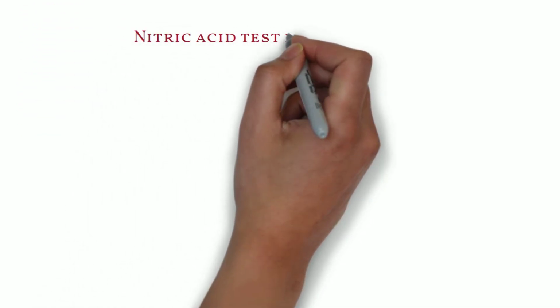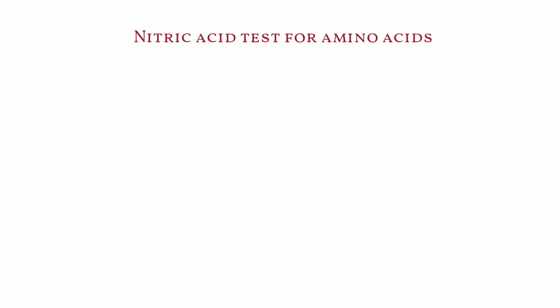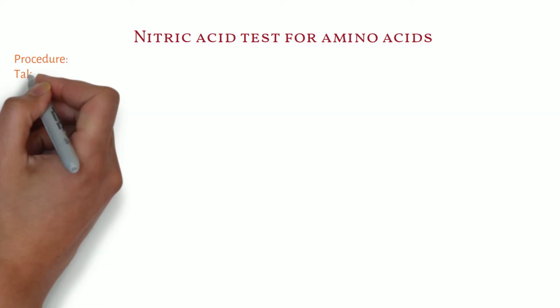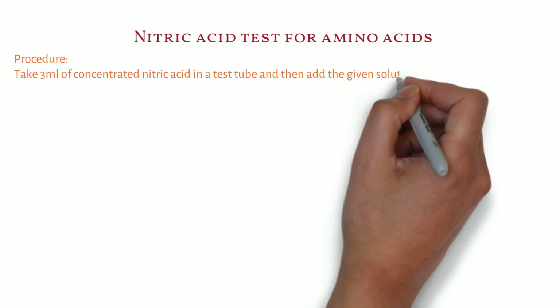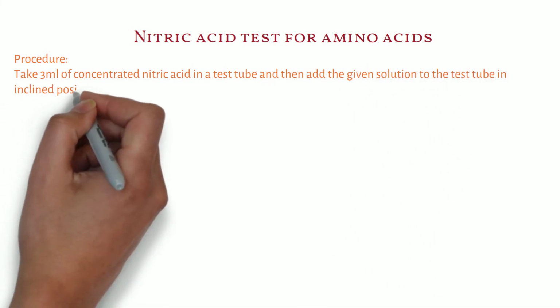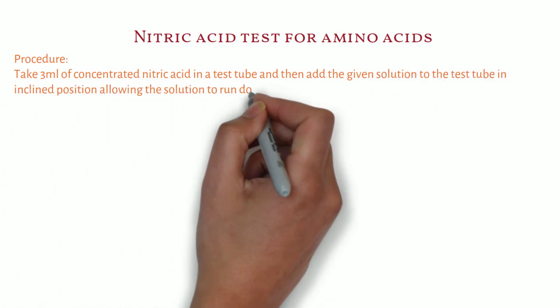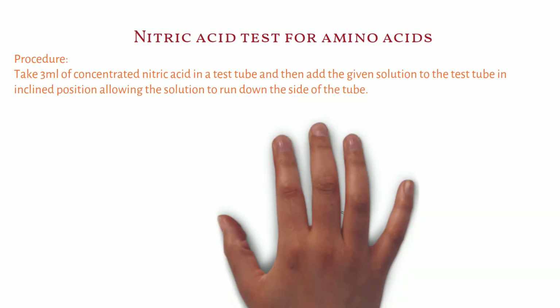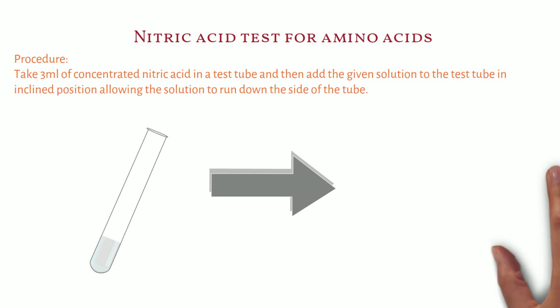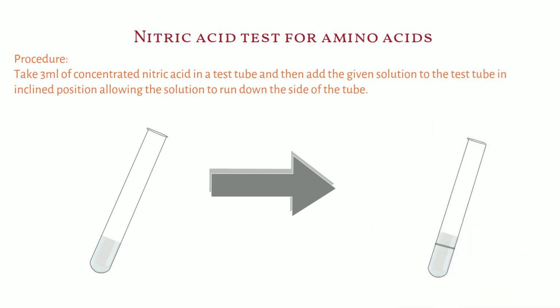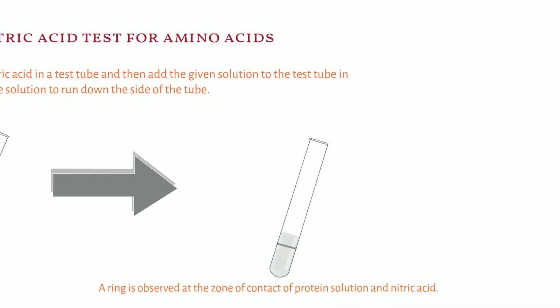Nitric acid test for amino acids. In the nitric acid test, we use concentrated nitric acid for testing the presence of protein in the given sample. Procedure: take 3 ml of concentrated nitric acid in a test tube and then add the given solution to the test tube in an inclined position, allowing the solution to run down the side of the tube. A yellow-colored ring is observed at the zone of contact of protein solution and nitric acid. This thus proves the presence of amino acids.